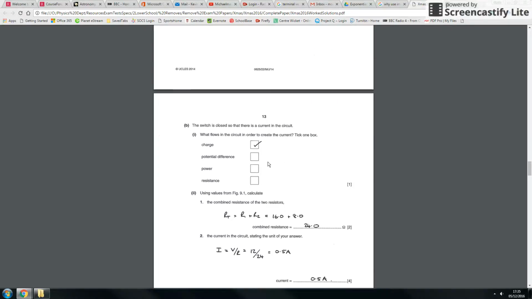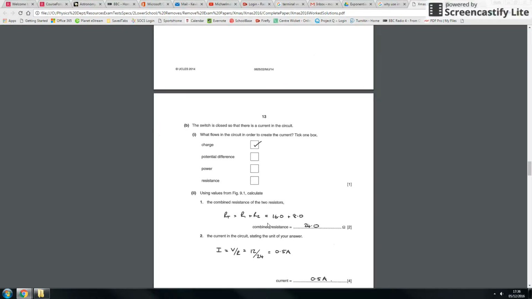For this part, what flows in the circuit? Well, charge flows. It's a flow of electrons in an electric circuit. And then on this one, I was pretty tough on this. It's 2 marks. If you just wrote 24, you got 1 of them. If you wrote down 16 plus 8 to get 24 or something like that, you got both marks.